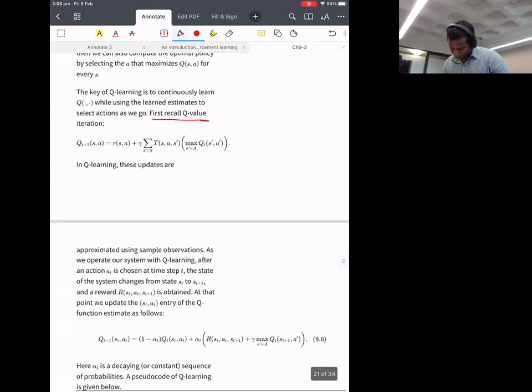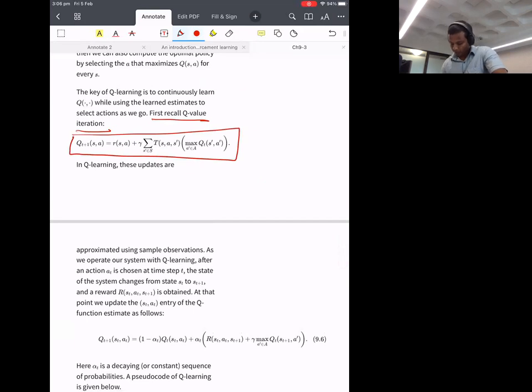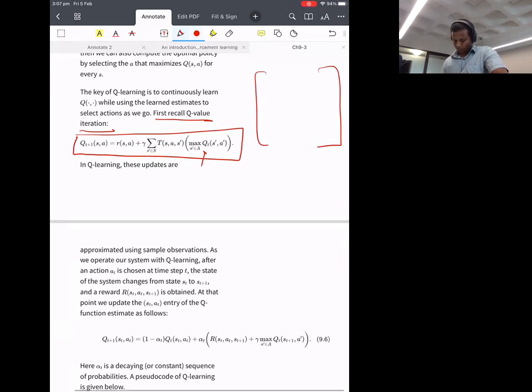In the Q value iteration earlier, we have seen this is the update rule. You take the Q value at time t, which is a matrix, and you update. If your state is s and you are taking action a, you go to that particular element and update that particular element. Only one element at each iteration.